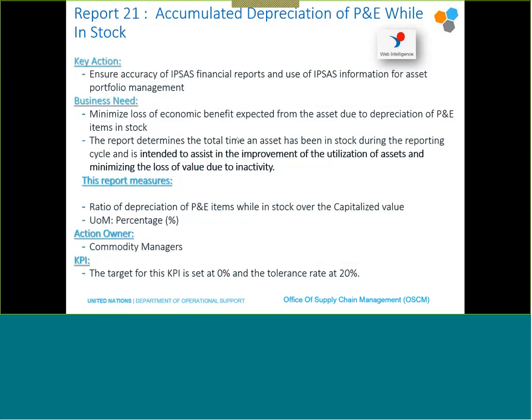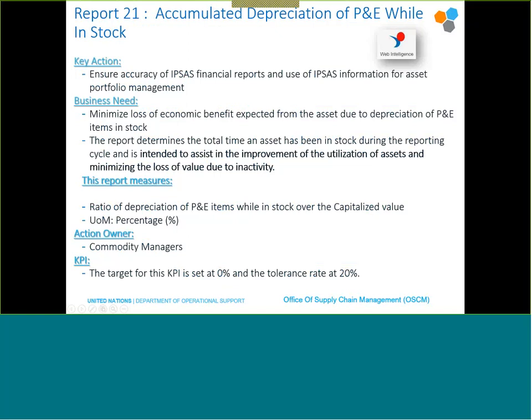in stock. This is quite important information because we may have important assets in our stock not utilized nor used, and we do have to minimize the loss of value due to inactivity. So that's why our KPI is set at 0%, because we don't want to have any fixed asset in our stock not being used, especially if we don't have a reason for that. But the tolerance rate is at 20%.